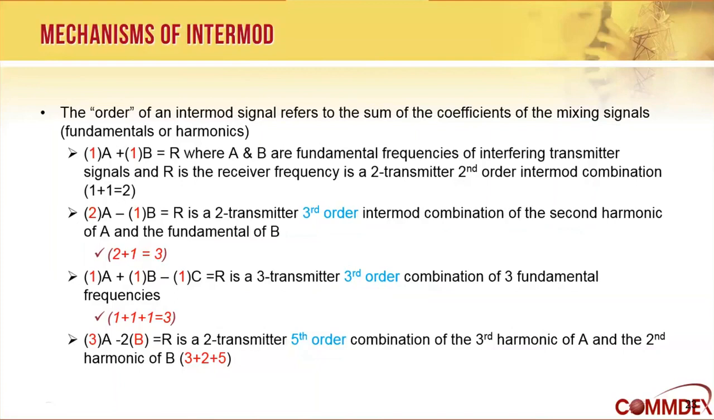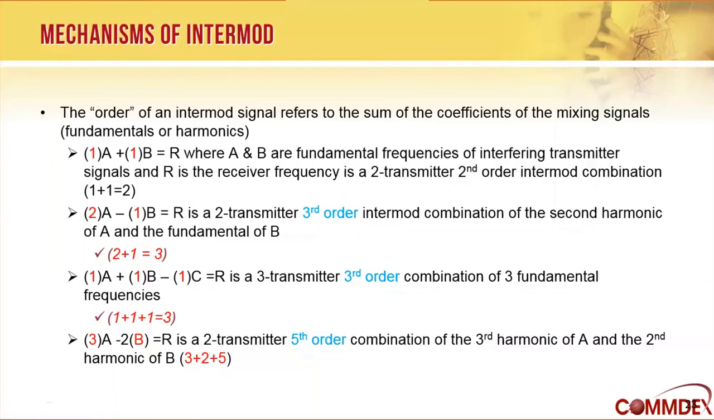Then you might have a three transmitter combination. It requires three transmitters to be up and transmitting at the same time, which becomes all the less likely to occur, but it can happen. So you have an A plus B minus C. Because of that combination, it will occur in the original frequency band, causing you a problem.